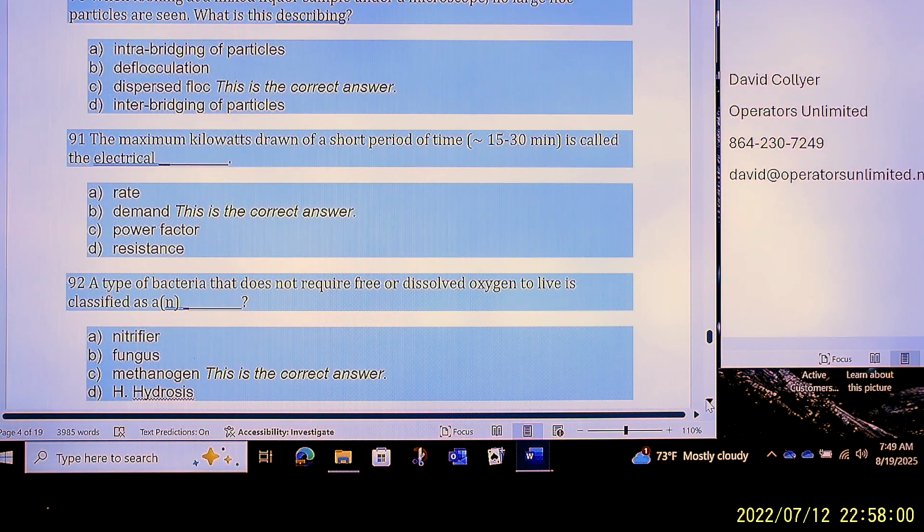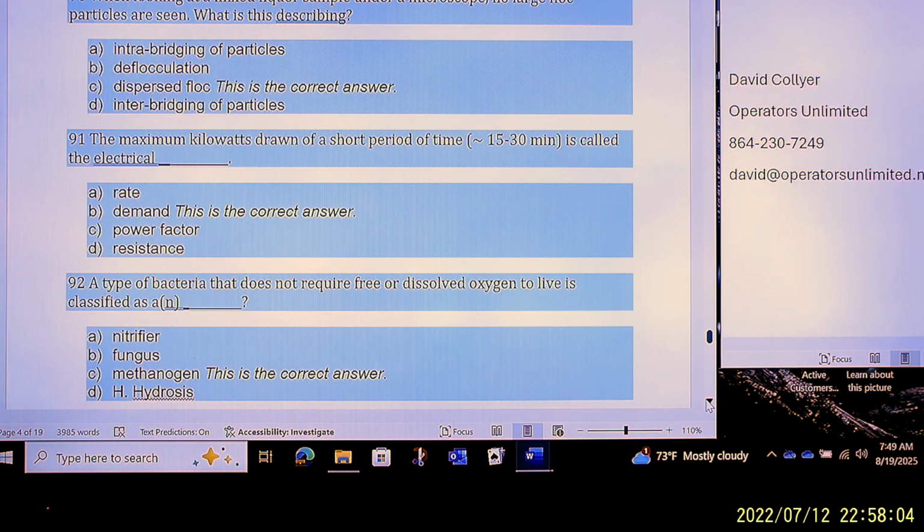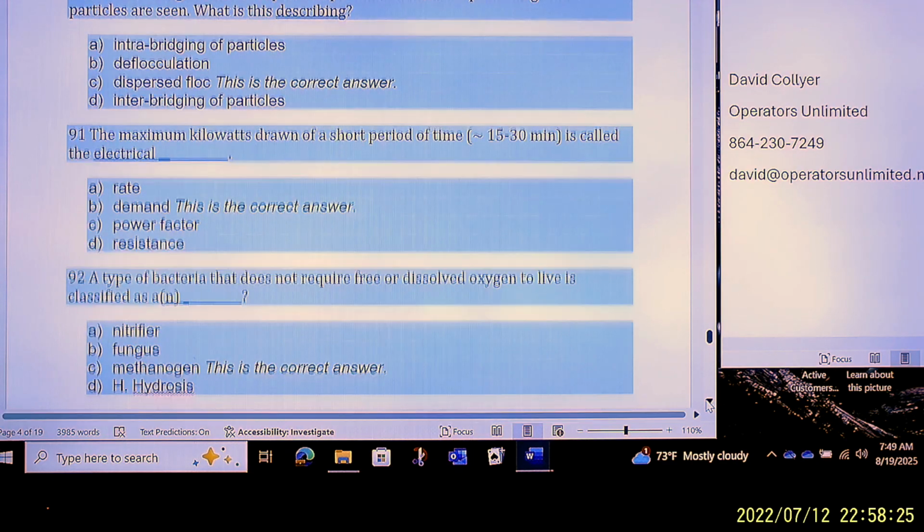90. When looking at a mixed liquor sample under a microscope, no large flock particles are seen. What is this describing? A, intra-bridging of particles. B, deflocculation. C, dispersed flock. Or D, interbridging of particles. The answer to 90 is C, dispersed flock.